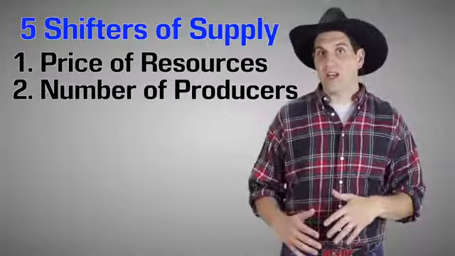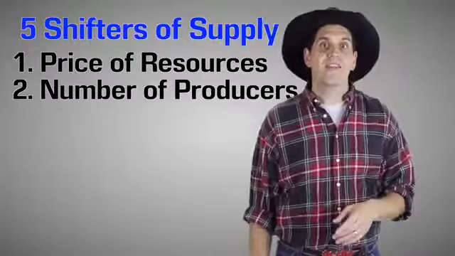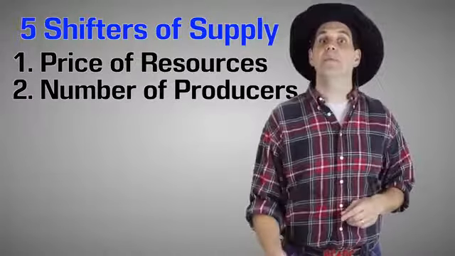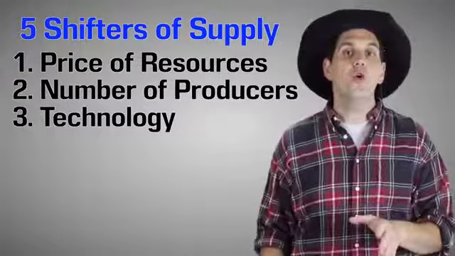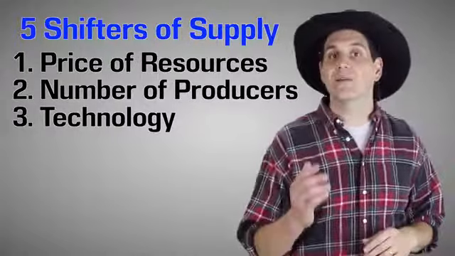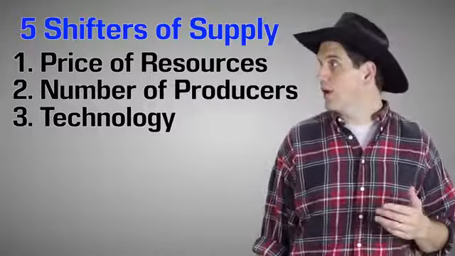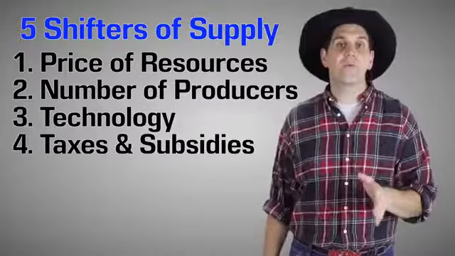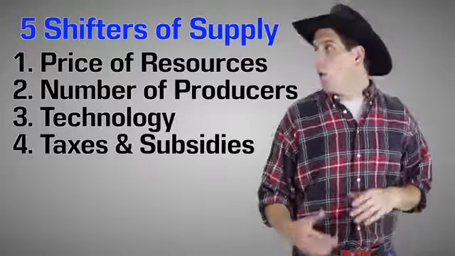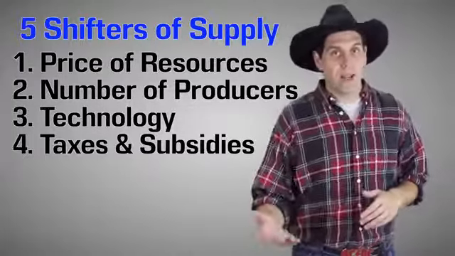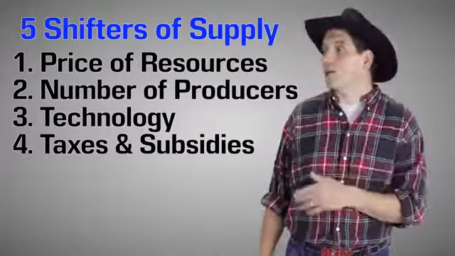So if out of nowhere there's an increase in the number of dairy farmers, that would increase the supply of milk. The third shifter is a change in technology that would affect productivity. So new advanced milking machines would cause the supply for milk to increase and shift to the right. Another shifter is government involvement, such as taxes or subsidies. A subsidy is when the government wants firms to produce more, so they give them money to produce more output. This would cause the supply curve to shift to the right.